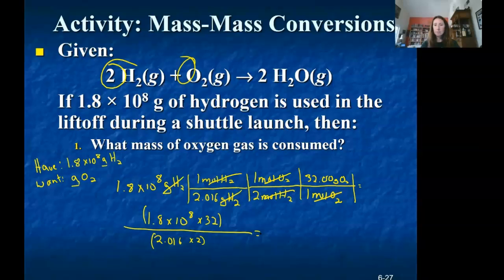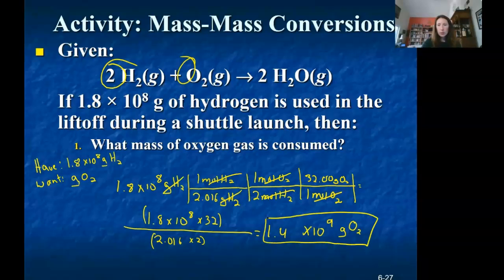Okay. So I got 1.43 times 10 to the 9th grams of O2. And again, yes, 2 sig figs, I agree. But everyone put this in your calculator. I want to make sure, because there's so many different answers right now. I want to make sure that everybody gets this question, or then you actually get this answer.